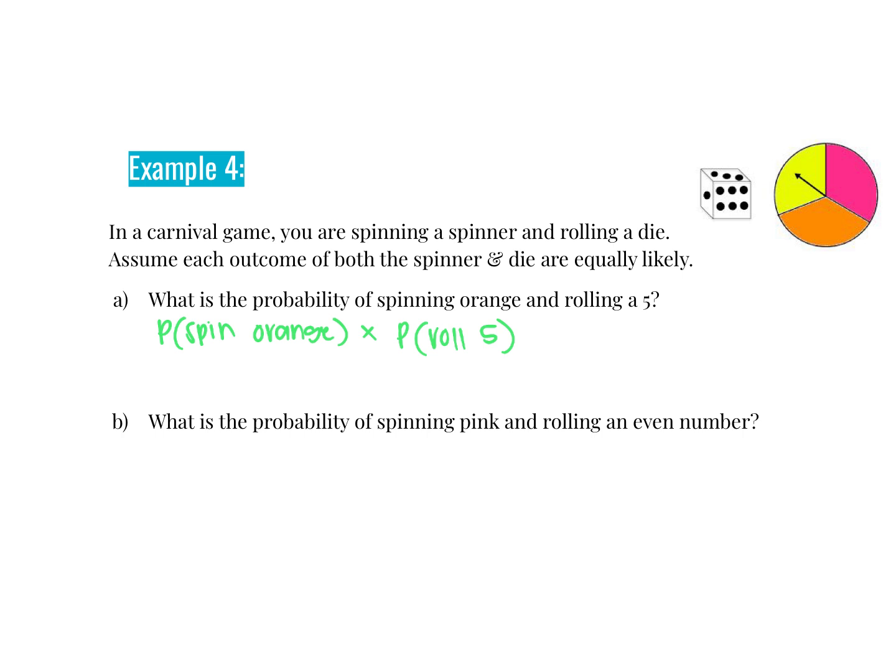Starting with the probability of spinning an orange, looking at our spinner over here, I've got 1, 2, 3 total sections, and I only see one of those be orange. So the probability of you spinning and getting an orange is 1 over 3. When we're thinking about rolling a dice, there are 6 total sides on a dice. There's only one 5 though, so 1 over 6.